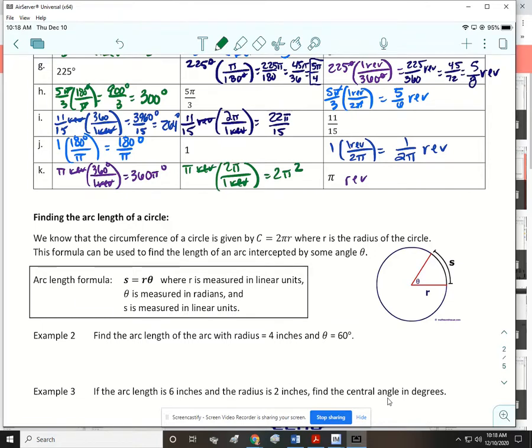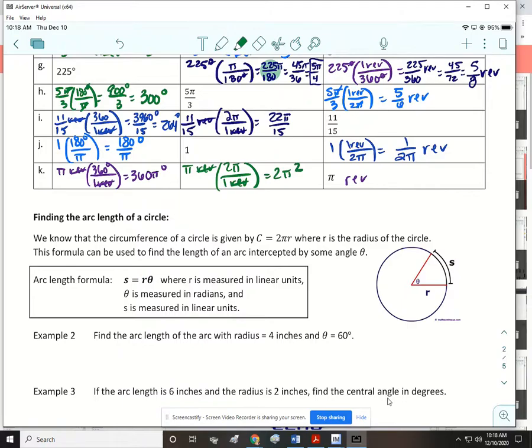Now G was tough. The 225 pi over 180, be really careful, but I just reduced it a little bit at a time. I knew 5 simplified into both of those, so I divided by 5. And then when I looked at that answer, 45 pi over 36, I knew that 9 reduced into those, and so I reduced by 9 after that. So those are a little bit tricky. And then K is tricky also, because you see pi and you see gradients, but that's pi revolutions, and so it kind of works out uniquely.